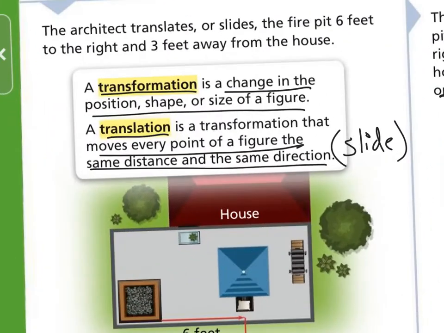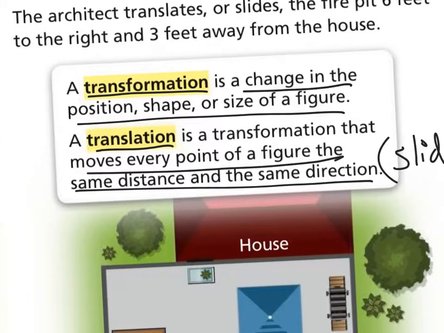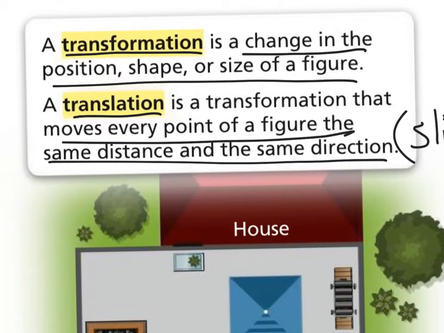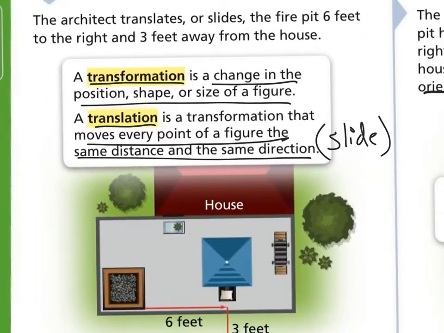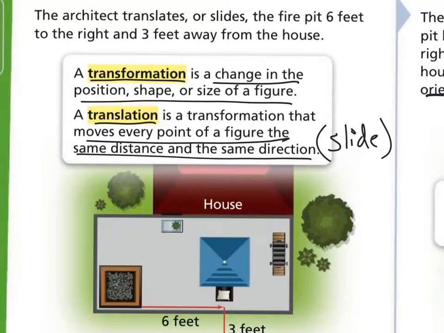So if we look at this, first of all, a transformation is just a change in the position, shape, or size of a figure. There are different types of transformations we can do. You might think about with transformers, they're changing shapes and stuff like that. In this lesson, we're just talking about a translation. A translation, we're moving every point of a figure the same distance and the same direction. So it's kind of like we're sliding the object somehow.